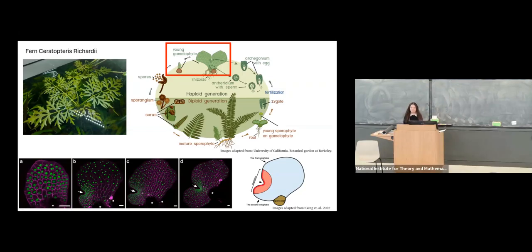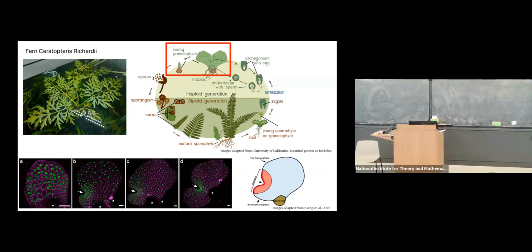So my system that I'm going to talk about is ferns. Ferns are vascular seed-free plants, and they grow out of spores. And they have a very long, interesting life cycle, as you can see here. We are very interested in the very early stages of this life cycle, mainly the one that's highlighted in a red box. So we're interested in seeing how the ferns would grow from a gametophyte that is very circular and rounded into something that's very like a heart shape.